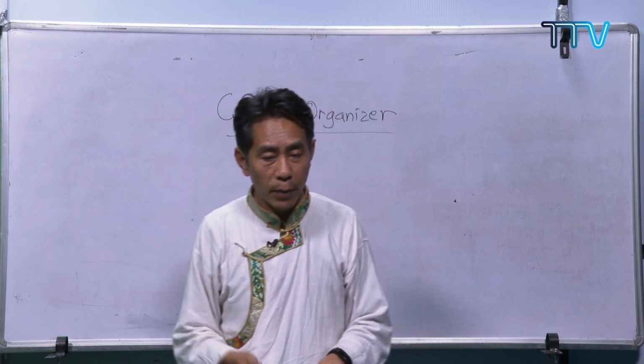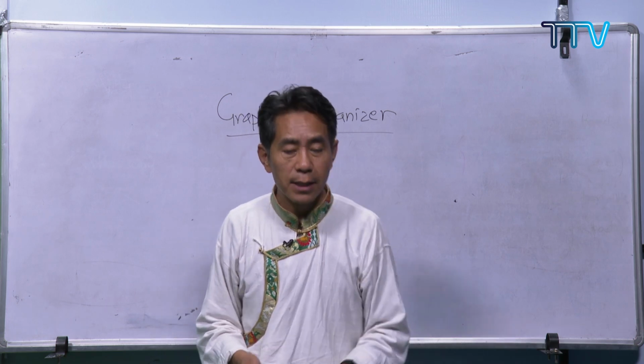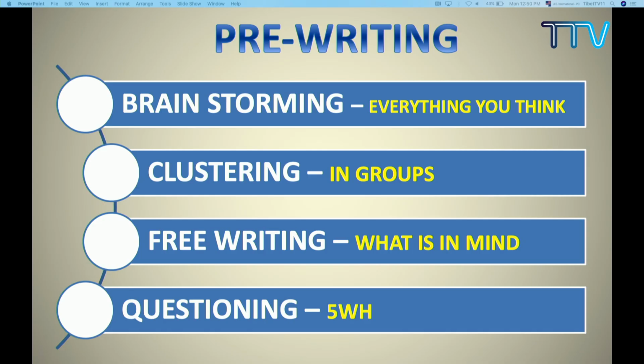Okay, yes. So pre-writing, what are these strategies? The first one is brainstorming. Whenever you have got some piece of writing, you have to gather the ideas. So on a piece of paper, you just start writing whatever you think about on that topic. You keep on writing. And then you will get some ideas. Okay, yes, brainstorming. And the second one is clustering.